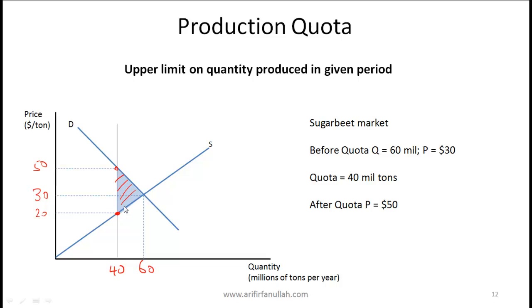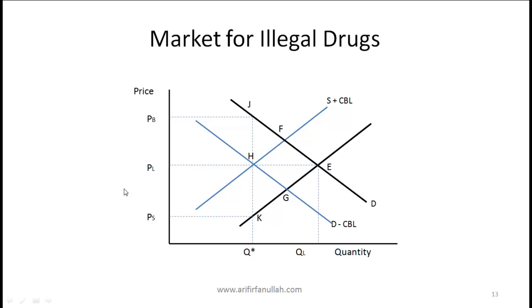The final slide in this reading just shows how taxation and penalties can be used to fight the war against drugs. Again, let's go to New York, and let's say that we have a major problem with illegal drugs. And in this illegal market, let's say that this black downward sloping line represents a demand curve, and this line over here represents a supply curve before any penalties are imposed.